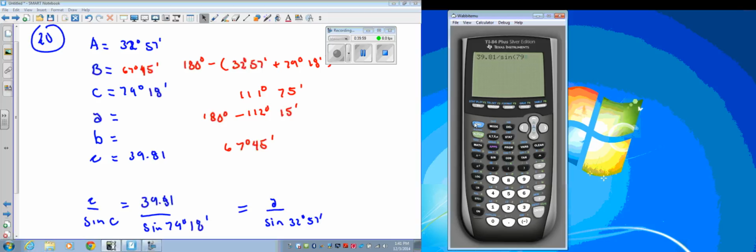Oh, this is second math, isn't it? Isn't that where it's at? Second, right here. It's that one. Degree, and what did I have? 18.